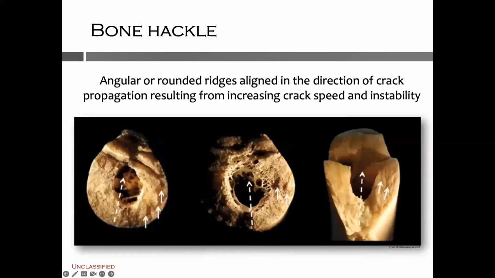Bone hackle is coarse in appearance, and its edges tend to be rounded, more similar to how hackle appears in ceramics than it does in glass. These rounded ridges will be aligned in the direction of crack propagation. Again, the solid arrows here highlight the bone hackle, and the dashed arrow highlights the direction of crack propagation.